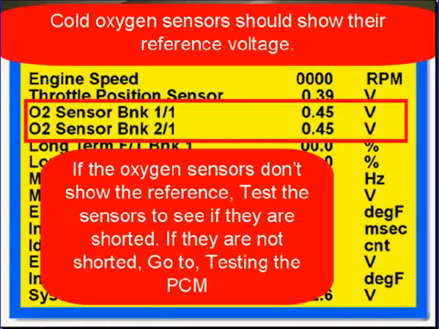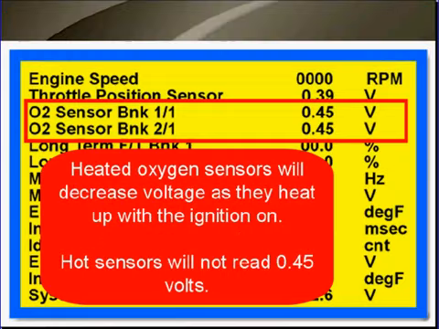Cold oxygen sensors should show their reference voltage. If the oxygen sensors don't show reference voltage, test the sensor to see if it's shorted. If they are not shorted, go to testing the PCM. As soon as you turn the ignition switch on, the oxygen sensor heater starts heating the oxygen sensor and voltage will decrease. Hot oxygen sensors will not read the reference voltage of 0.4 volts. In fact, it's a good test for heated oxygen sensors. Turn the ignition on and watch the voltage change.